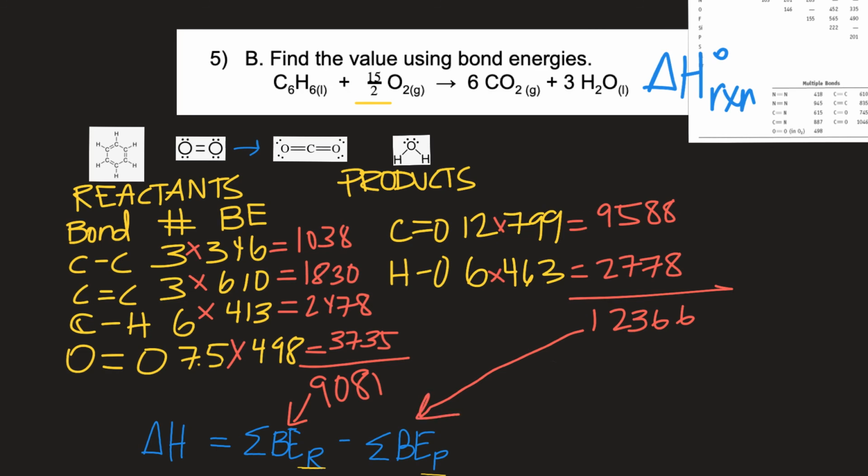So once I take 9,081 and subtract from it 12,366, I'm going to get an answer here, which will be our delta H value for this reaction of negative 3,285 kilojoules. So you can see that it's exothermic, but you can also see if you go back to the previous problem, it doesn't match it perfectly. And that has to do with some of the assumptions that we talked about in class.